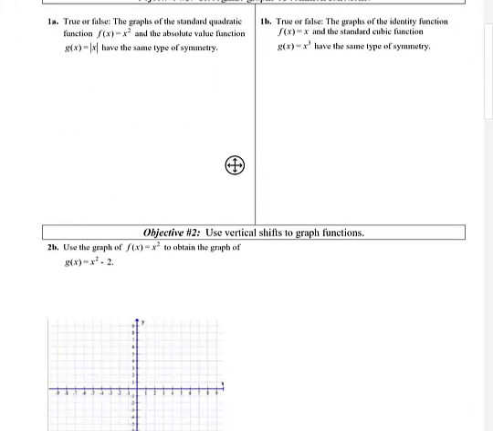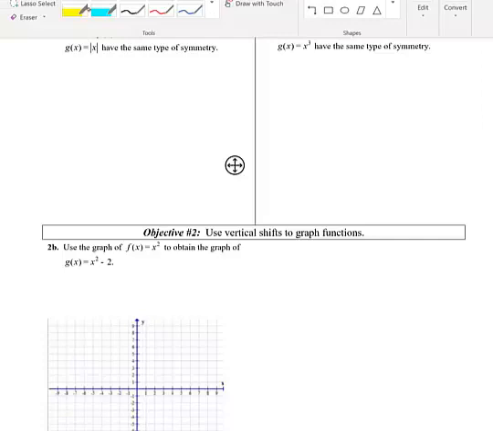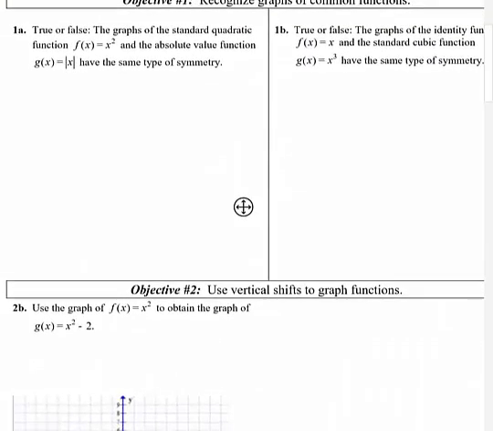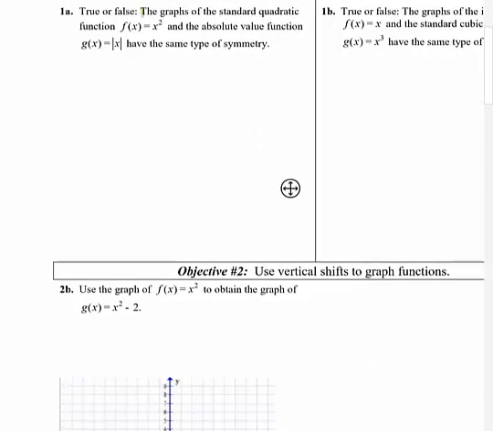Okay, but first we're going to do a little, I guess this is just kind of to see if we're awake, this first example. I want to be able to recognize the graphs of common functions. Okay, so first it says, the graphs of the standard quadratic function f of x equals x squared and the absolute value function, absolute value of x, have the same symmetry.